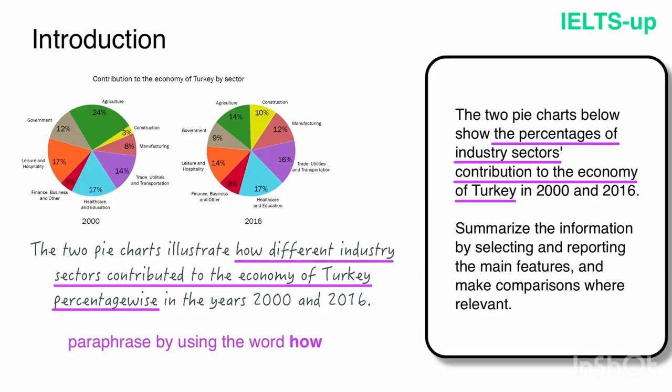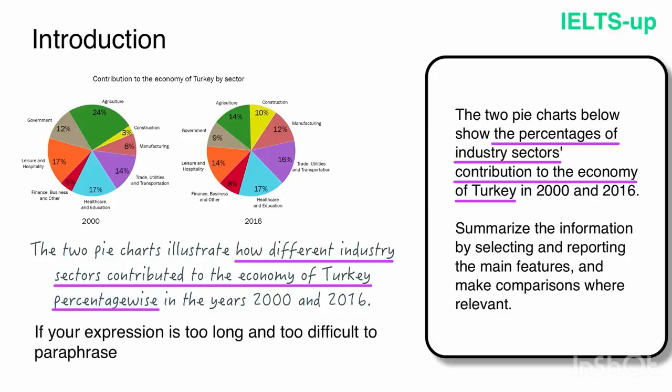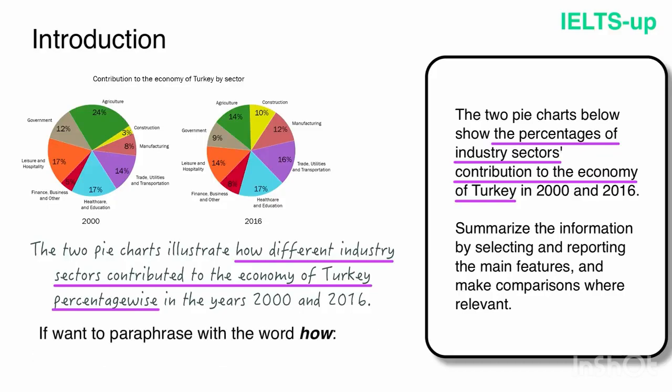How different industry sectors contributed to the economy of Turkey percentage-wise. The word percentage-wise means in terms of percentages. You can see that I used a very nice technique. If your expression is too long and too difficult to paraphrase, you can just use the word how. So, if you want to paraphrase with the word how, then you have to find the action noun. In our case, it is contribution. And change it to a verb. In our case, contributed. And make a new sentence.